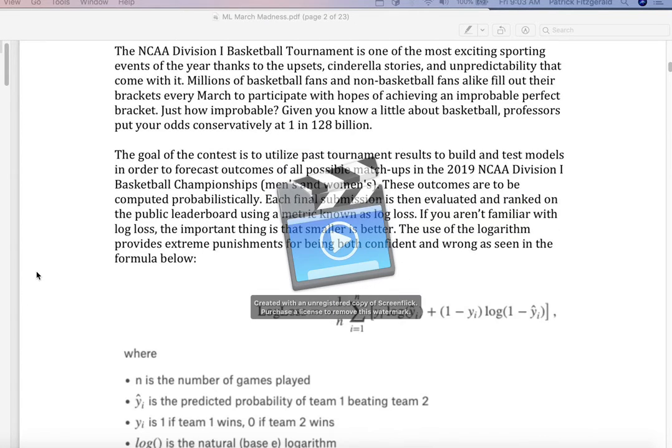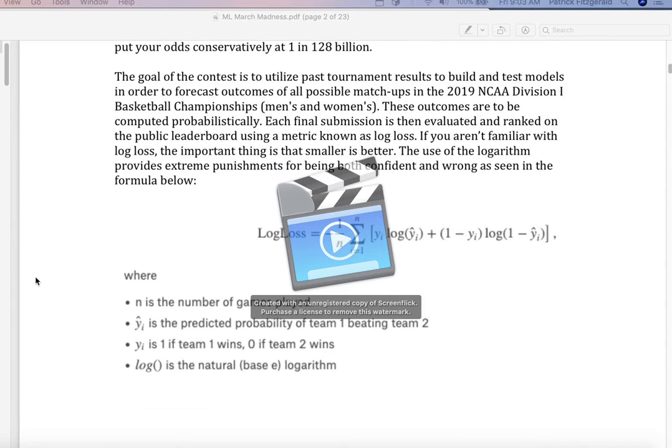They're based on log loss. So if you aren't familiar with log loss, the important thing is that smaller log loss is better. The use of the logarithm provides extreme punishments for being both confident and wrong, as seen in the formula here. Log loss. We want to minimize this function, where n is the number of games played, y hat i is the predicted probability of team 1 beating team 2, y i is 1 if team 1 wins, 0 if team 2 wins, and log is just the natural base e logarithm.